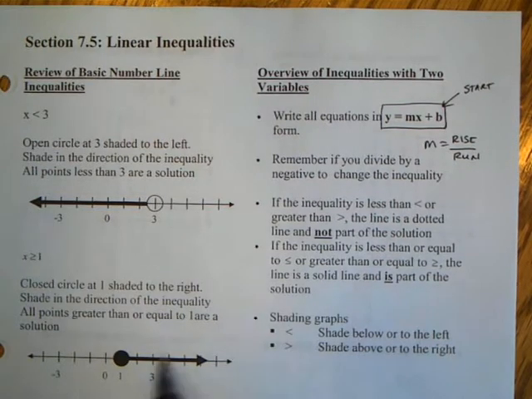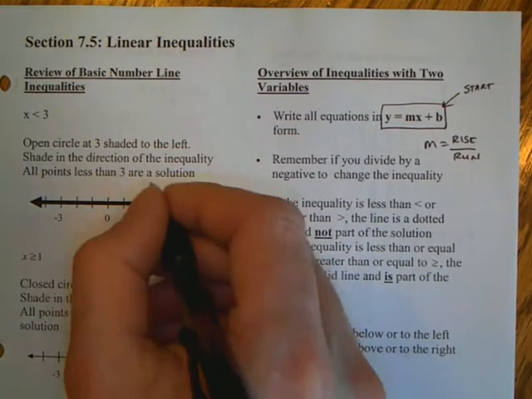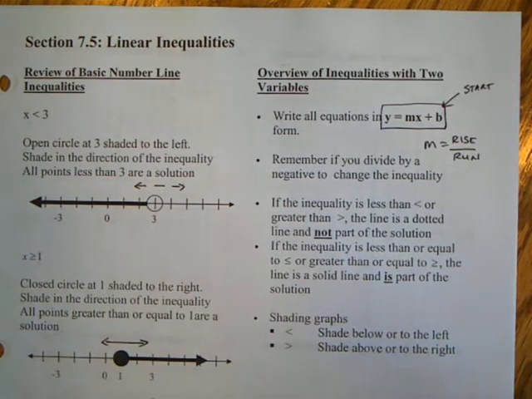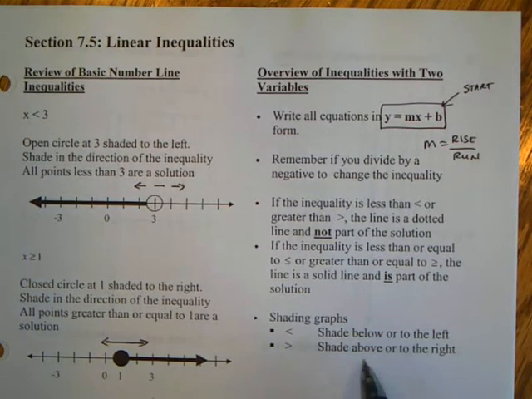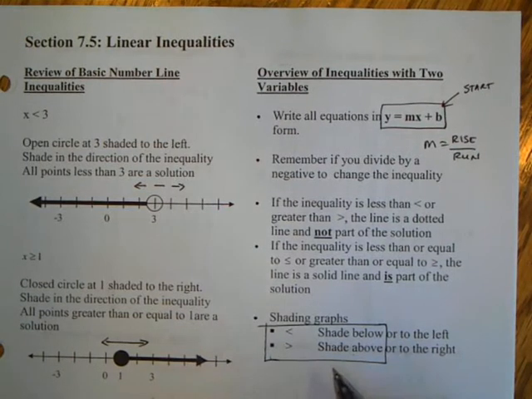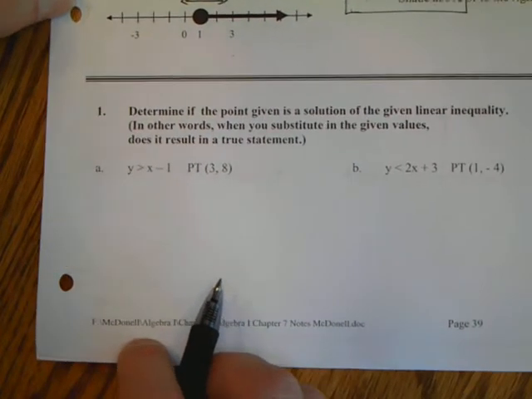So we're going to talk about dotted versus solid now. A solid circle on a number line is like a solid line on a graph. An open circle on a number line is like a dotted line on a graph. It goes up to the line, but it doesn't include it. When we're shading our graphs, we no longer think left or right like we did before. Now we think shading above or below. So let's take a look at our first examples down here at the bottom.